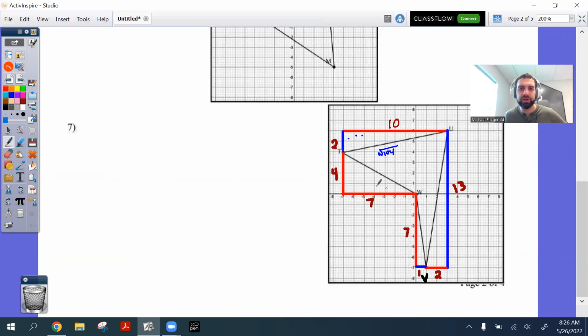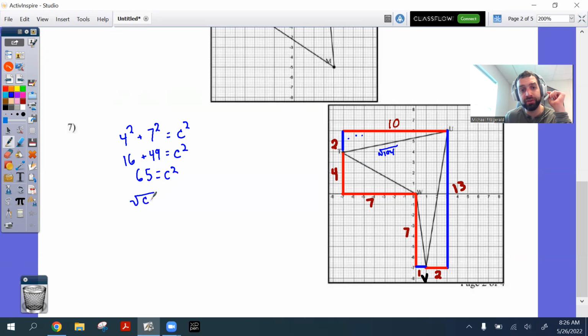Let's do this triangle, 4 and 7. We know 4 squared plus 7 squared is equal to c squared. 4 squared is 16, 7 squared is 49, so that's equal to c squared. Well, what's 16 plus 49? I believe it's 65. Yes, 65 is equal to c squared.